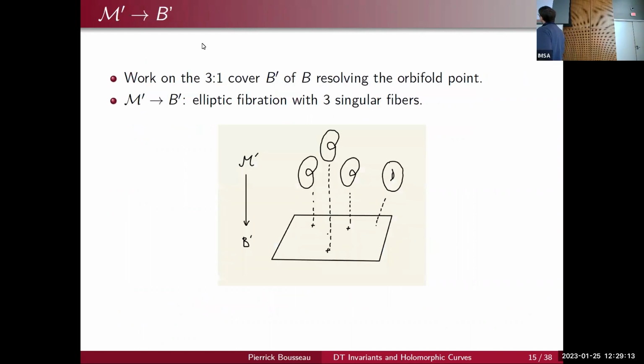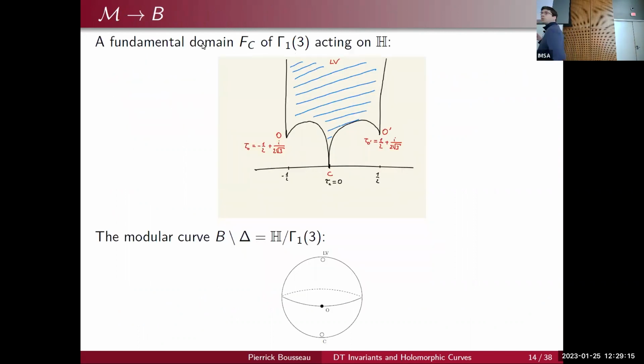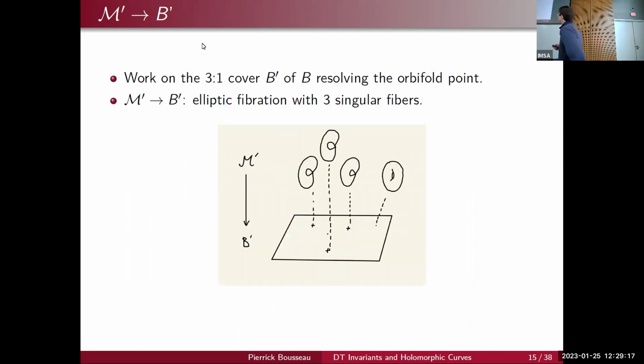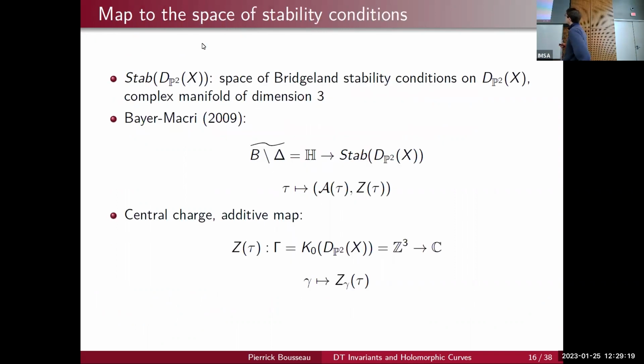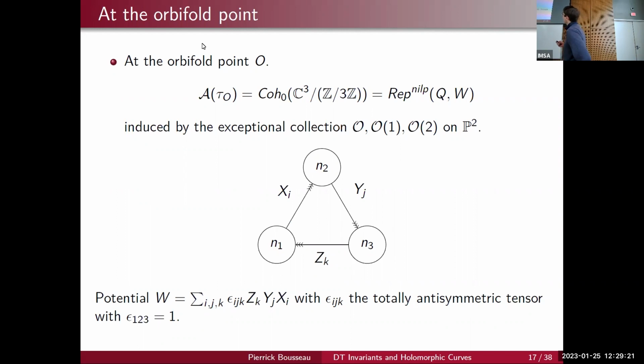So on the base B, there is a very specific point which is an orbifold point. And at this orbifold point, the Bridgeland stability condition is a description in terms of some category of representations of a quiver with potential, which is a kind of standard quiver with potential attached with this local P2 geometry, a Markov-like quiver with 3 vertices and 3 arrows in this cyclic way.